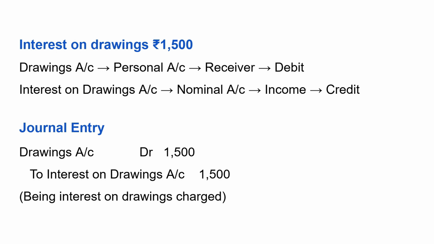When the owner withdraws money and interest is charged, it becomes income for the business. So drawings increases and income is recorded. If you identify expense, income, asset or liability correctly, you will never go wrong. If you can solve these entries confidently, journal entries are no longer a problem.